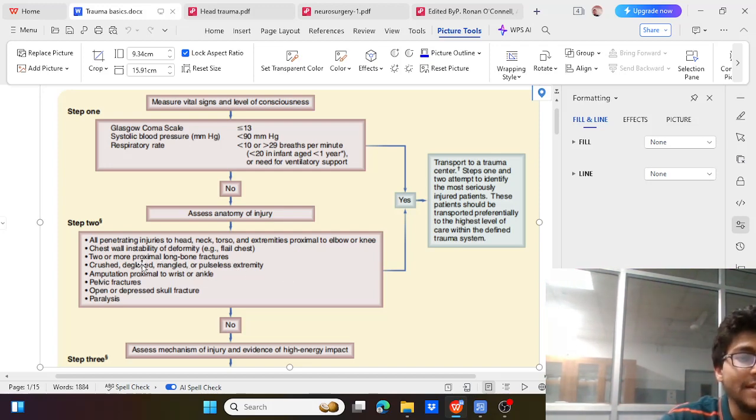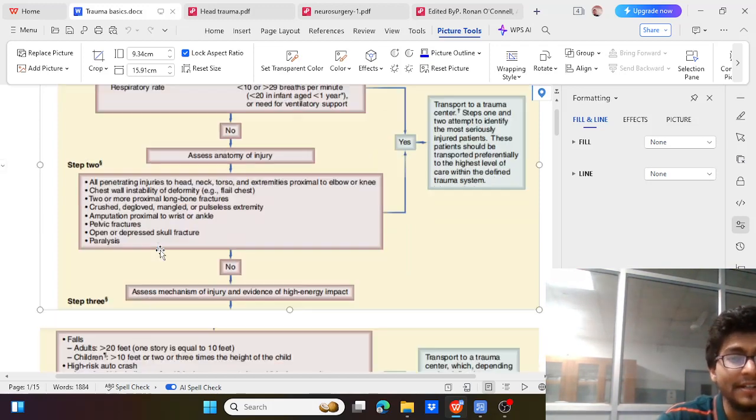If the chest wall is unstable, like flail chest, we'll discuss in detail what is flail chest. So any chest wall injury, or two or more long bone fractures, crushed, degloved or mangled pulseless extremity, upper limb or lower limb amputation, loss of limb, pelvic fracture, suspected pelvic fracture, then open or depressed skull fracture or paralysis. Any of these, then we have to again shift the patient urgently to the trauma center.